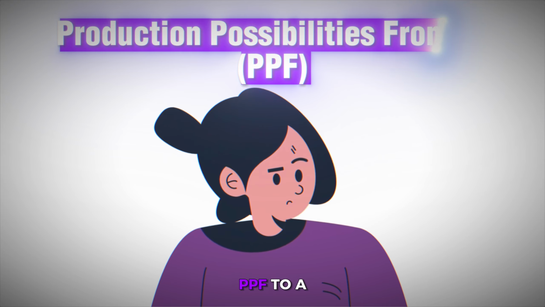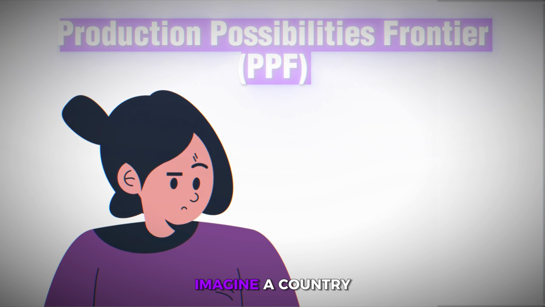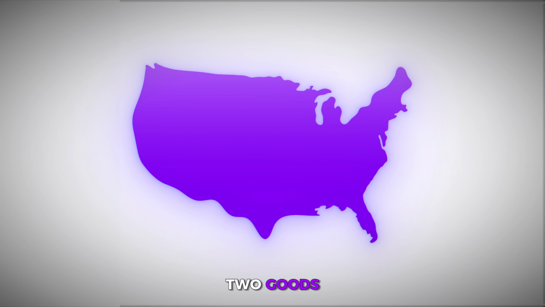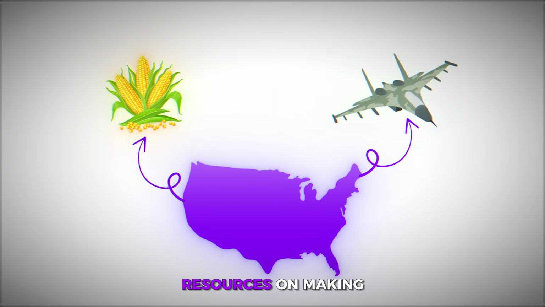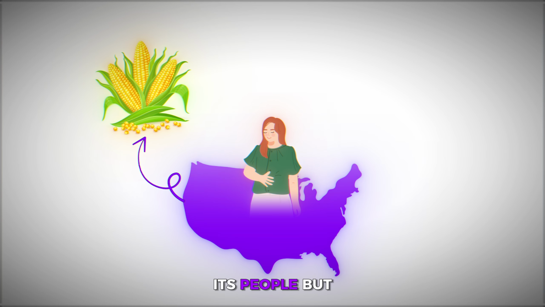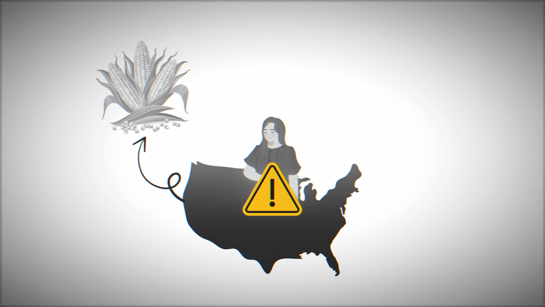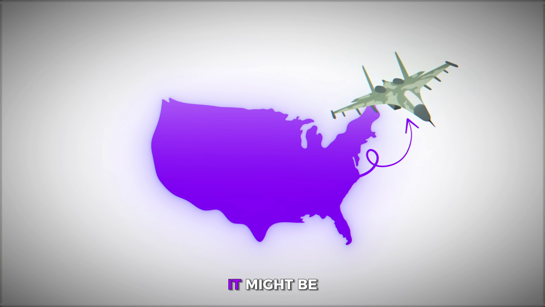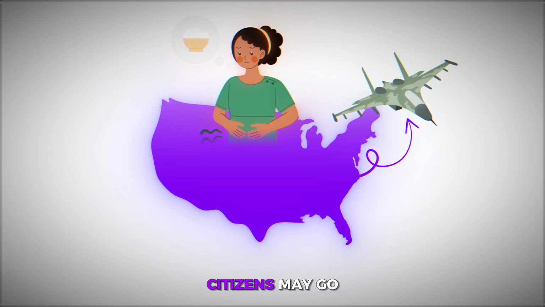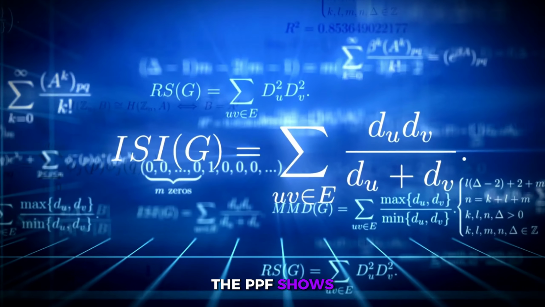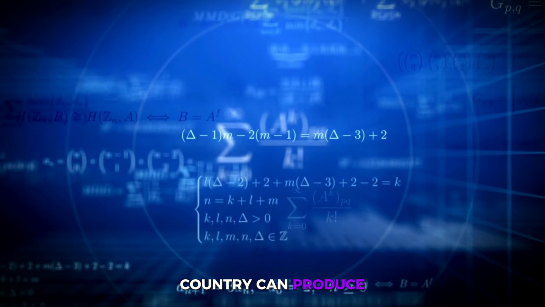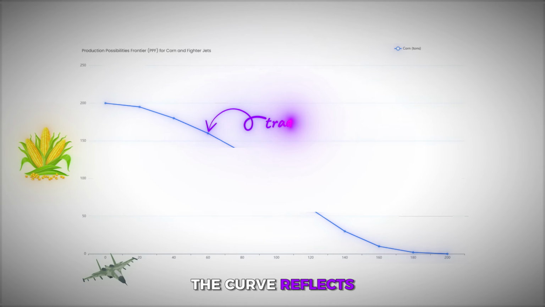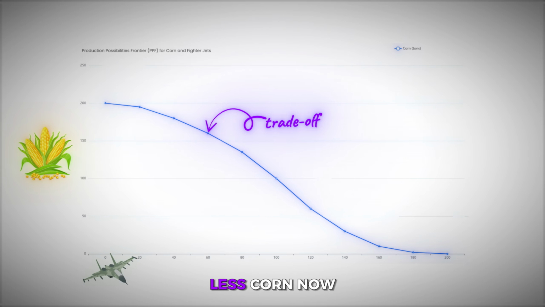Let's apply the PPF to a real-world example. Imagine a country that produces only two goods: corn and fighter jets. If the country focuses all its resources on making food, it can feed its people, but it has no defense. If it focuses only on defense, it might be secure, but its citizens may go hungry. The PPF shows all the possible combinations of food and defense that the country can produce. Every point along the curve reflects a trade-off. More jets mean less corn.